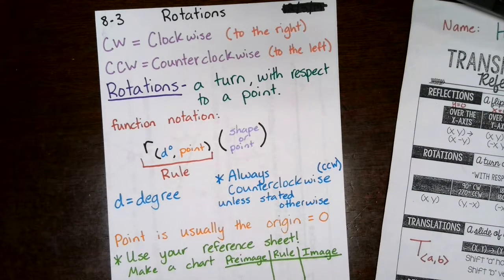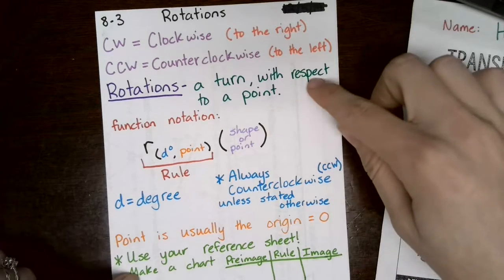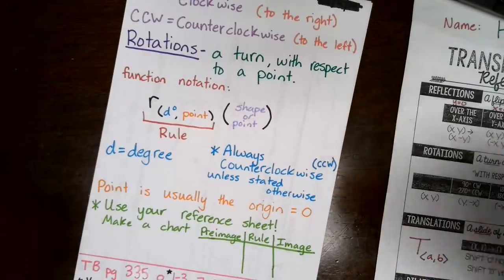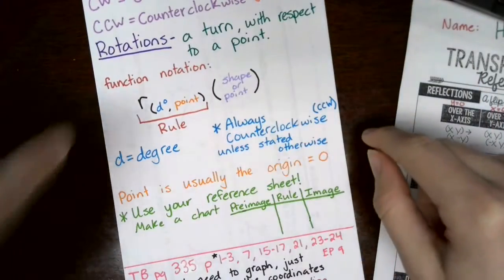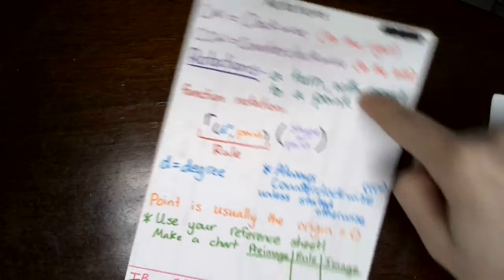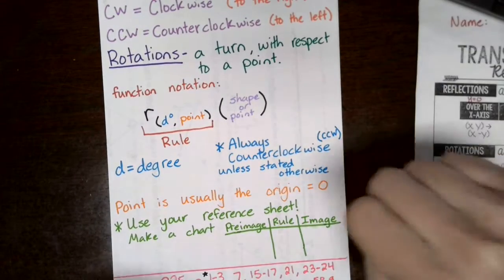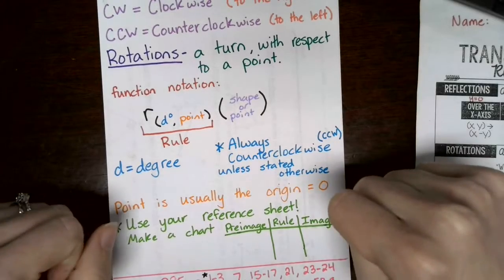So a rotation is a turn with respect to a point. So I could take this paper and turn it. I could take it at this point and rotate it. So that would be my point of rotation. Or I could take it at this point and rotate it, and it changes how it rotates. So that's something to keep in mind, okay?